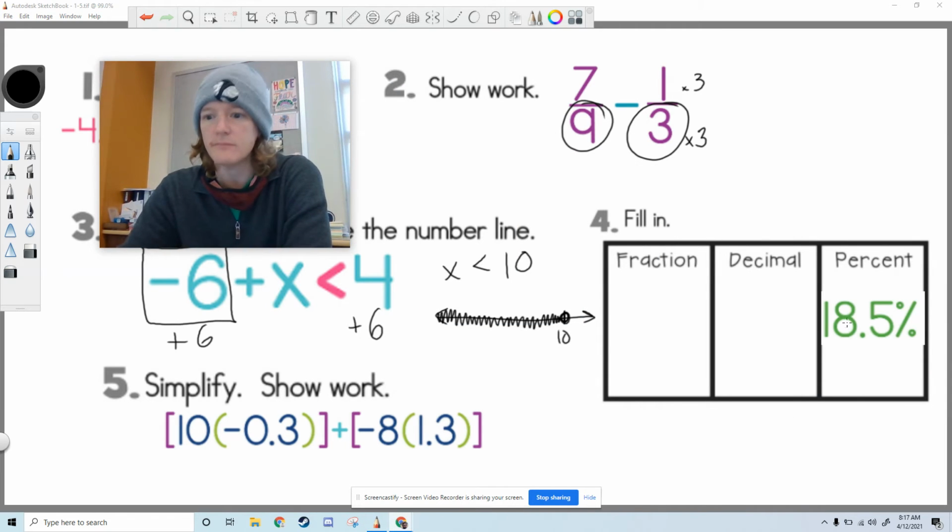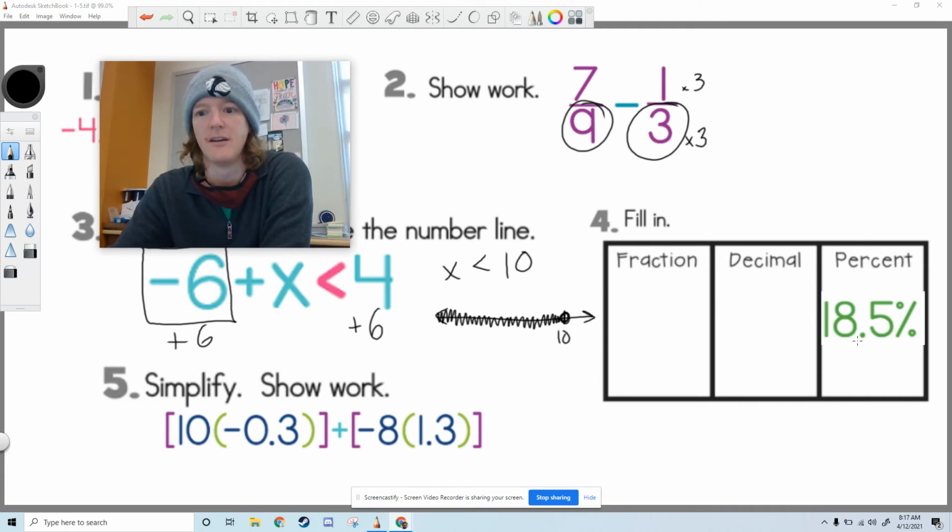Number 4, we have 18.5%. We need to fill it in as a fraction and as a decimal. Well, as a decimal, you just take this number, you divide by 100. In other words, you move your decimal over 2 times. We get 0.185.